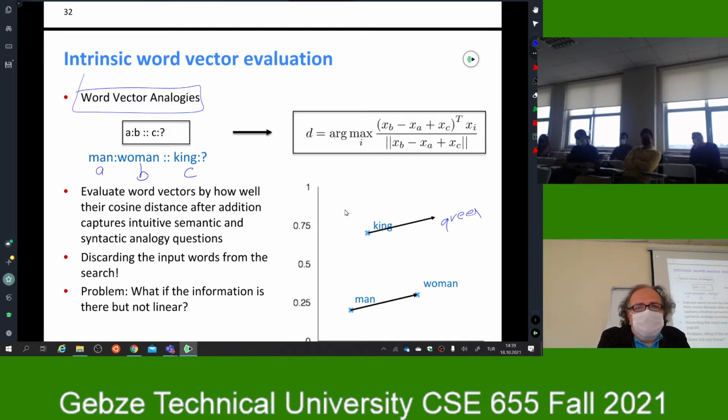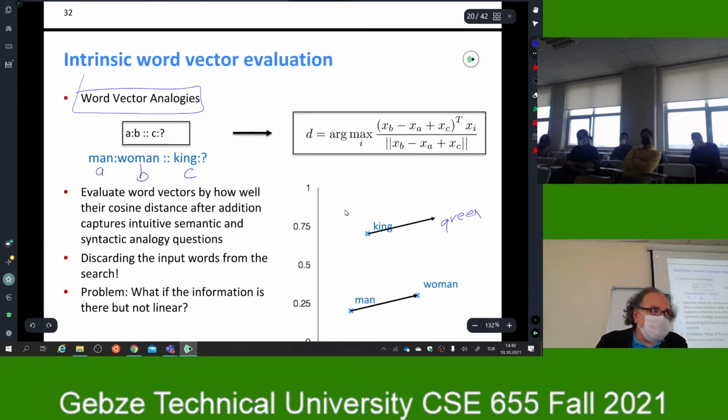Of course, this is not to be done only for this example. There are many examples like this. For example, you might say Turkey, Ankara, Greece, and you would expect Athens, right? And you would say Ankara, Çankaya, and Istanbul. What would you get?